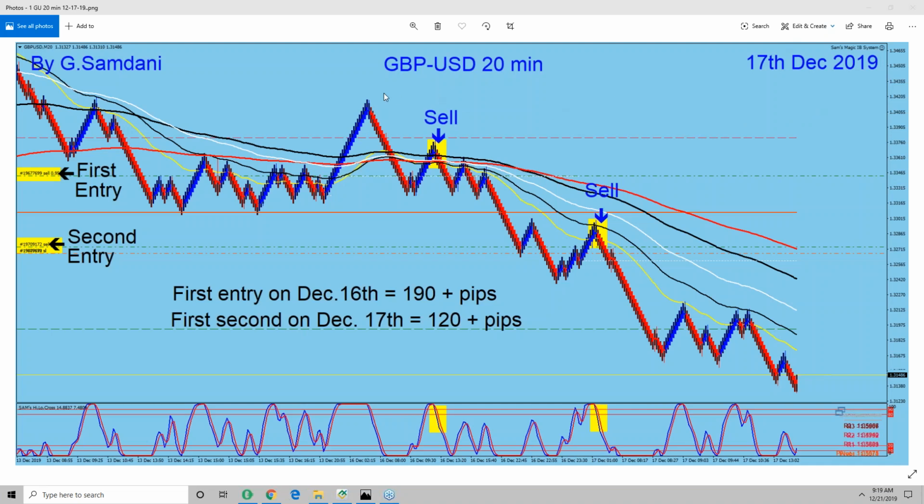So let's get started. This is pound USD, 20 minute, and this was right before the news, the election actually in the UK on the 17th. I think it's after the election, sorry. The 17th was the Friday, right? And so this is how the pound started getting weaker again.